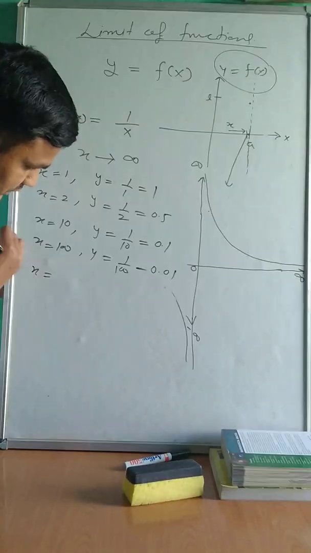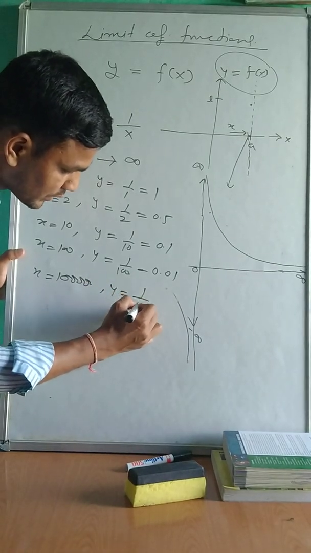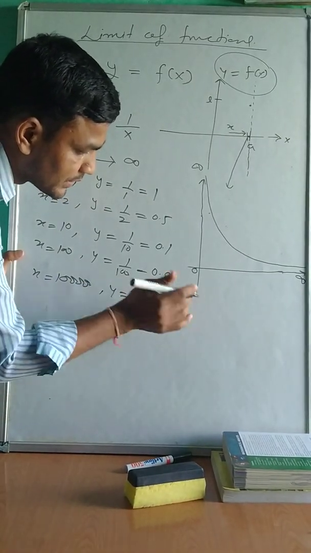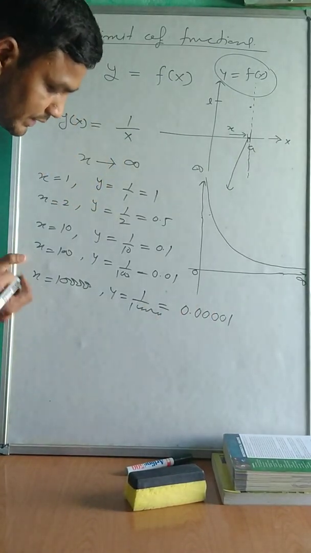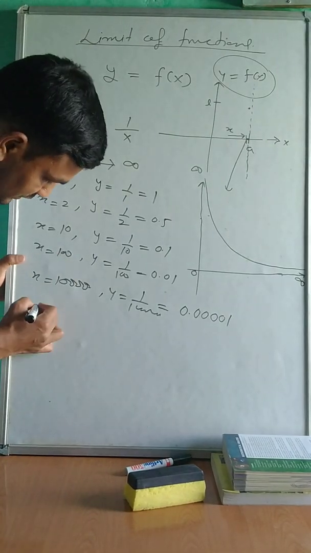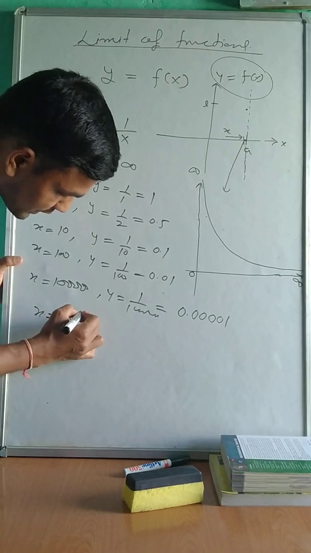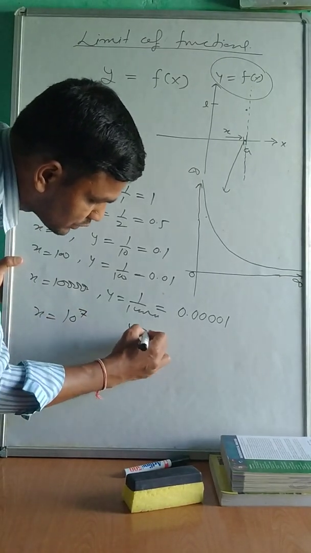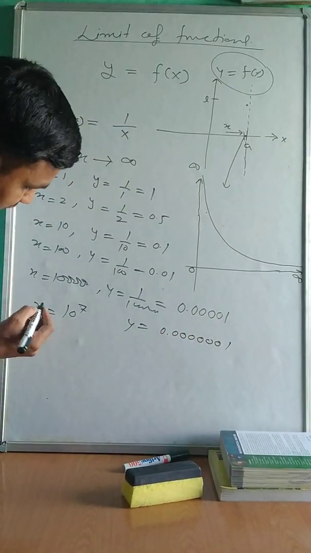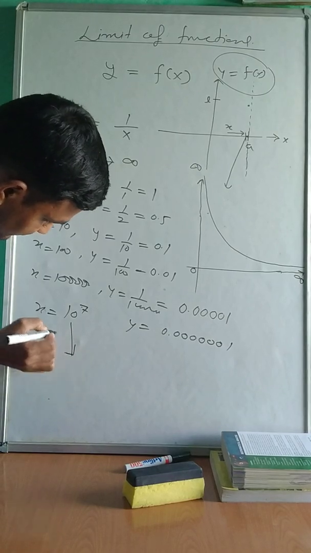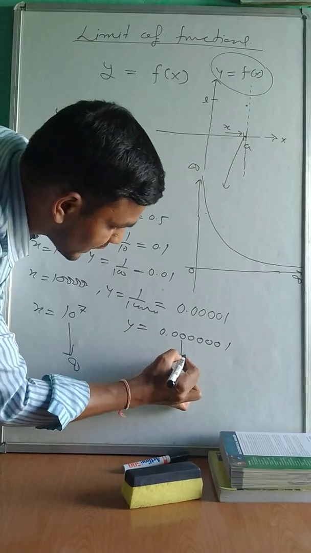Similarly, x equal to, suppose, 1 lakh, then y equal to 1 upon 1 lakh, and it is equal to 0.00001. Similarly, suppose x equal to 10 to the power 7, then y equal to 0.0000001. It means when we approach x to infinity, then the value of y approaches 0.